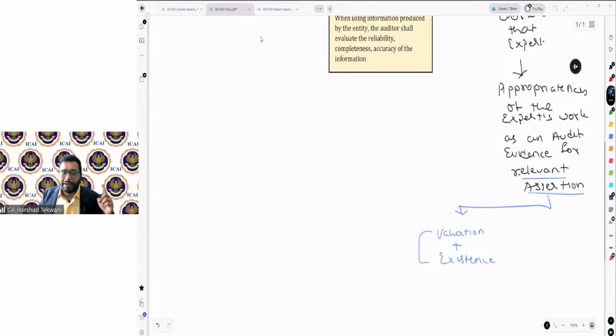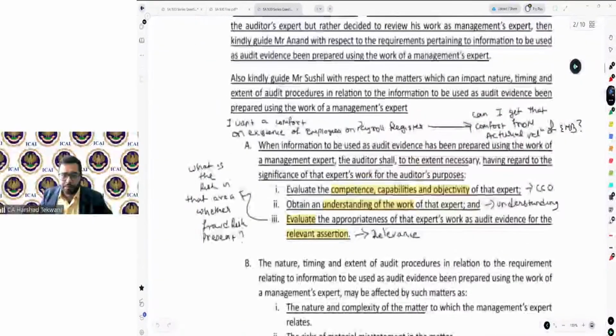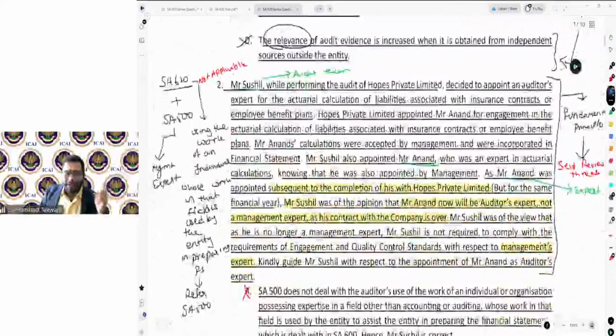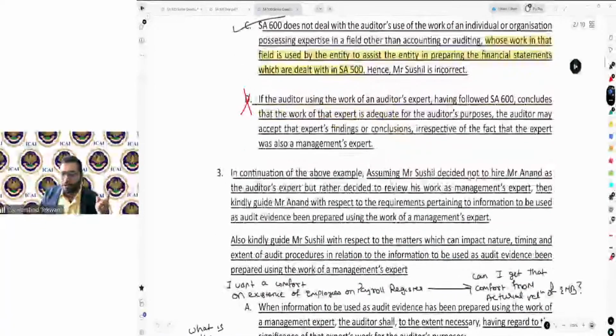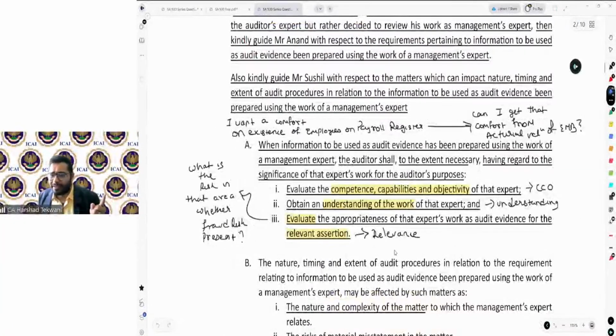On a similar line, we did a question in the last lecture. Remember, there was again a case study, with an actuarial valuation for the employee benefits. The question was, assuming Mr. Sushil decided not to hire Mr. Anand as an audit expert, but rather to review his work as a management expert, what are the areas? The same we discussed. On the same line, we discussed what he needs to do when he is reviewing the work of a management expert.